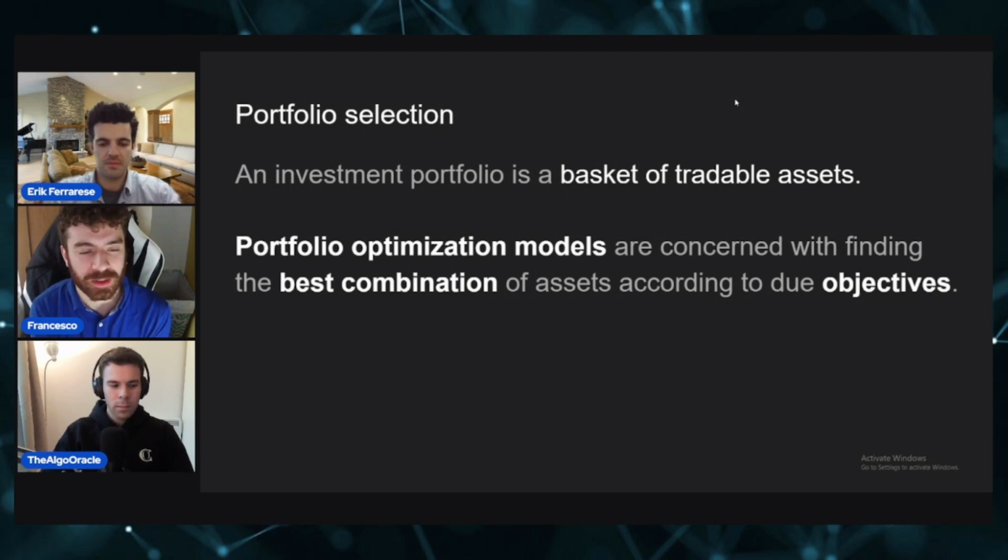So the best combination is the keyword here, because you want these assets to be as uncorrelated, as diversified as possible to achieve your risk goals. And this is very important in the creation of our index and how it will perform.